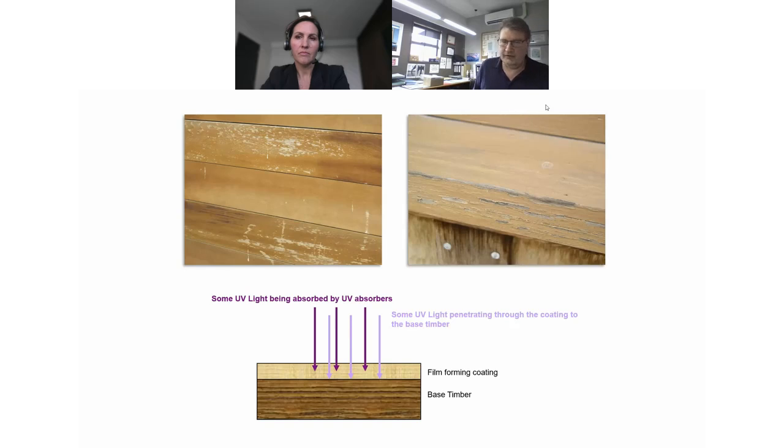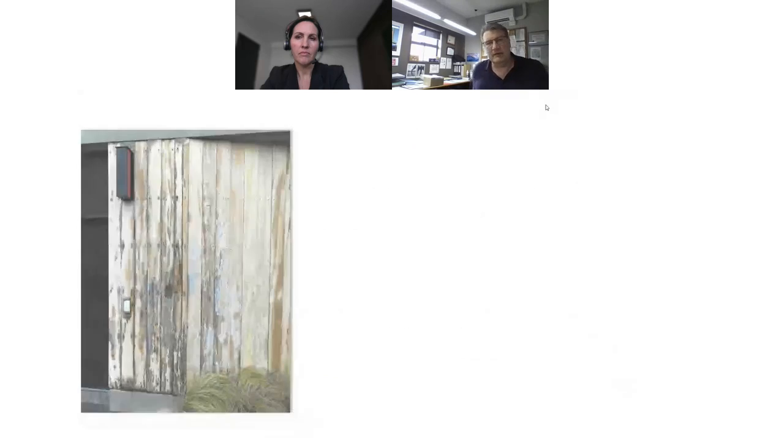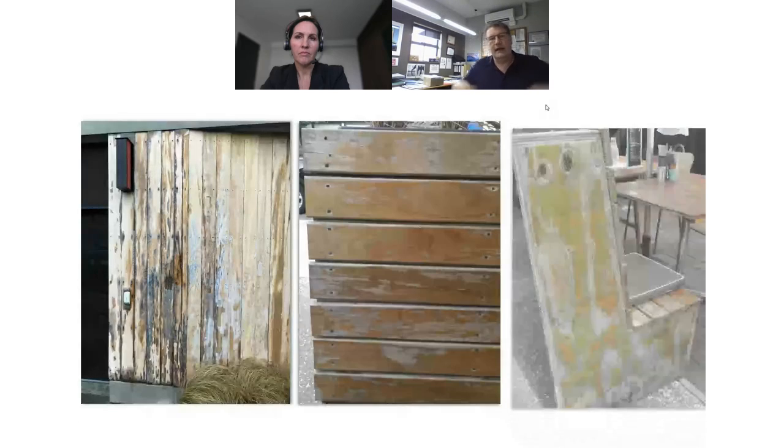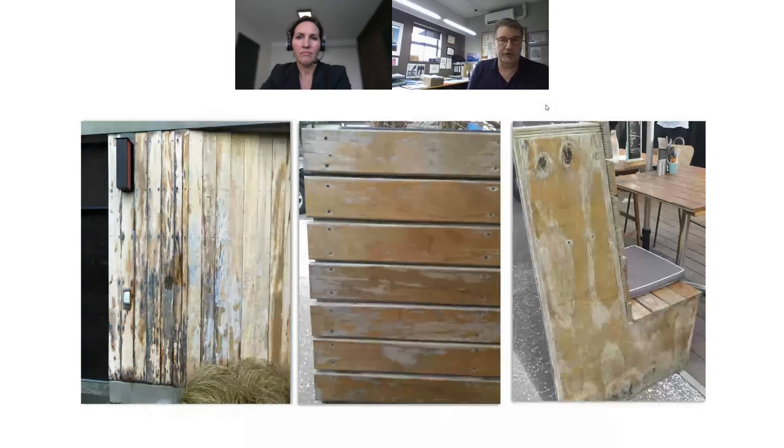Now, you could polyurethane it. I strongly recommend you don't do that, because what happens is this. Remember we said about the film forming stain, and the UV goes through, breaks down the structure of the timber underneath, and then it all peels off. What do you think is going to happen with polyurethane? We do put UV absorbers in it for those yacht varnishes and those door varnishes, but do understand that this is what's going to happen, and it will happen, and then it's a lot of work to recoat it.